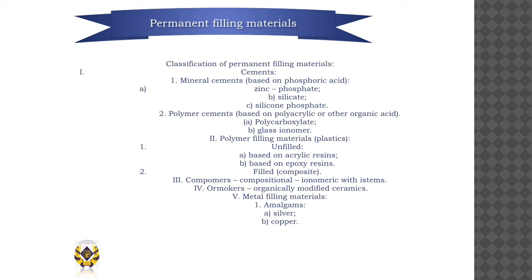Classification of permanent filling materials. Cements. Mineral cements, which are based on phosphoric acid, are zinc phosphate, silicate, and silicophosphate. Polymer cements, which are based on polyacrylic or other organic acid, are polycarboxylate and glass ionomer.